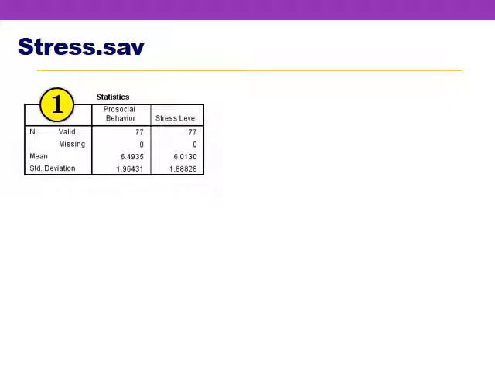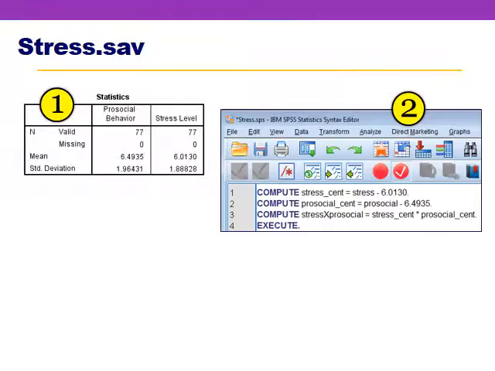So first we need to mean center both predictors, which means we need to find the mean for each of those things. So here's the mean for prosocial behavior. Here's the mean for stress level. So using syntax, we are going to compute mean-centered stress by subtracting the mean stress score from each person's stress score. And we're going to compute mean-centered prosocial behavior by subtracting the mean for prosocial behavior from each person's score. Then right below that, in line 3 here, I compute the interaction term by taking the two mean-centered variables that we just created and multiplying them by each other.